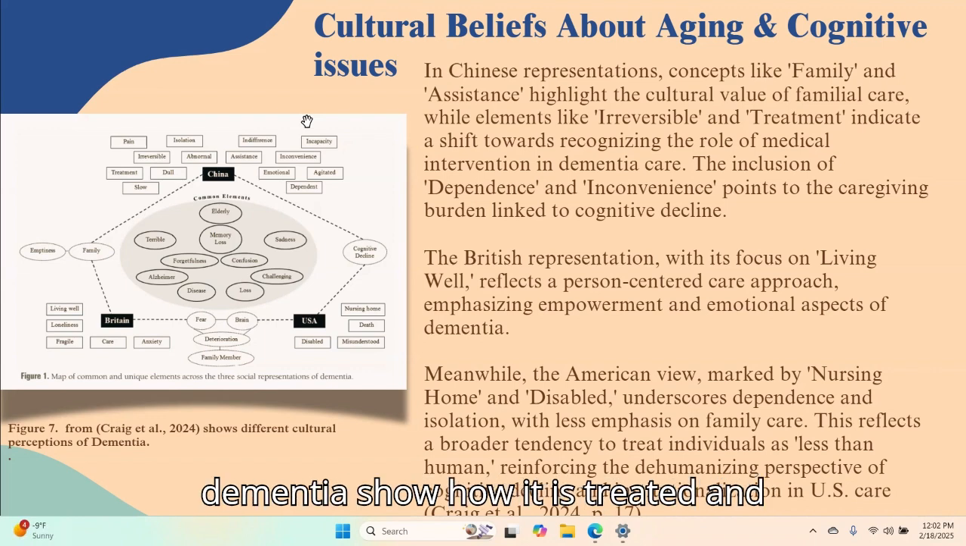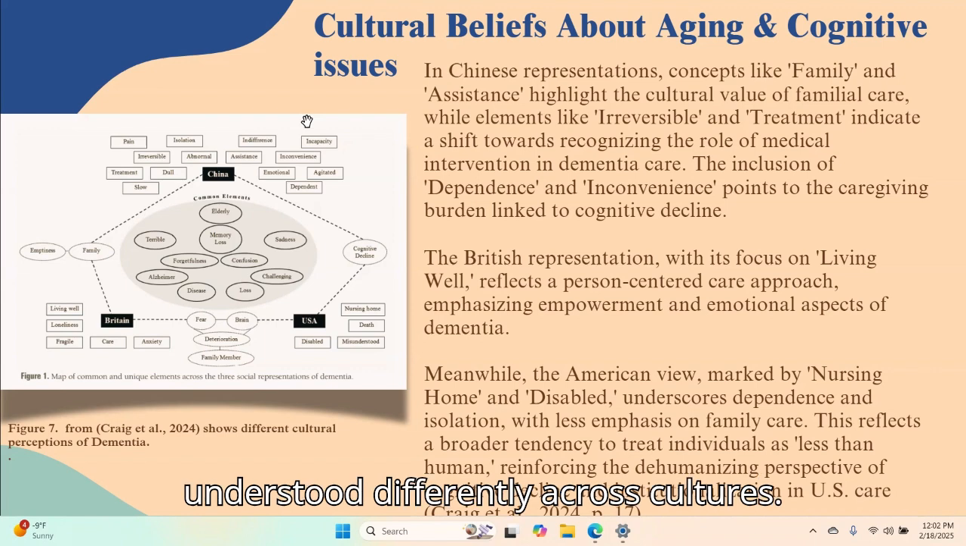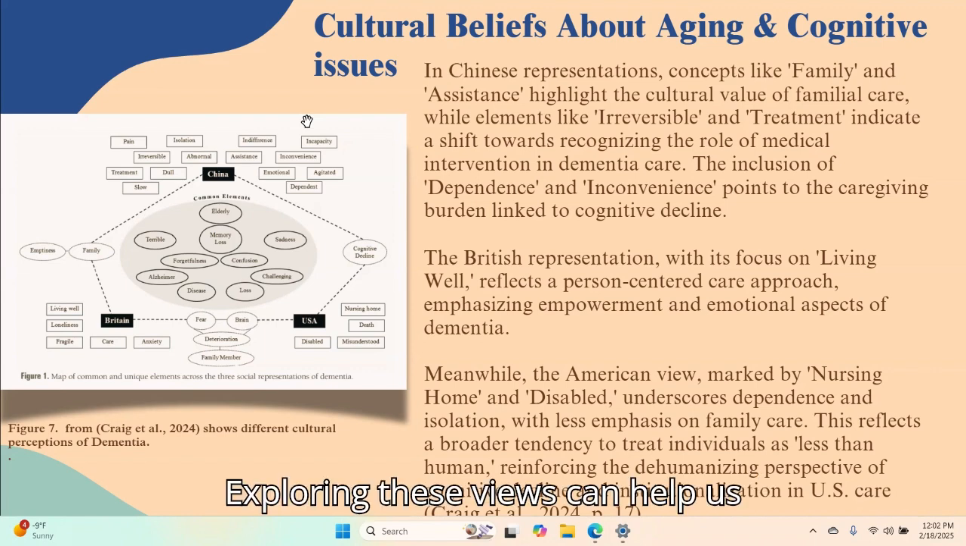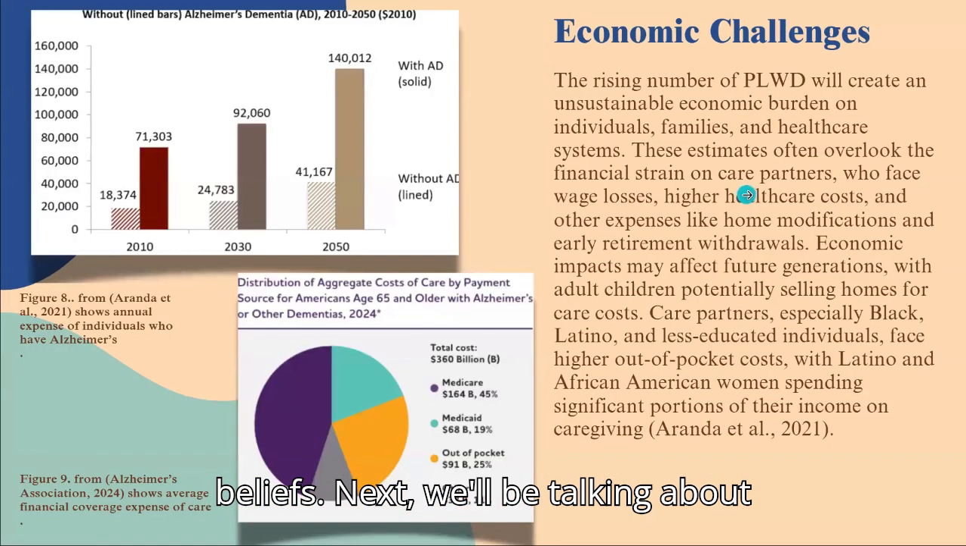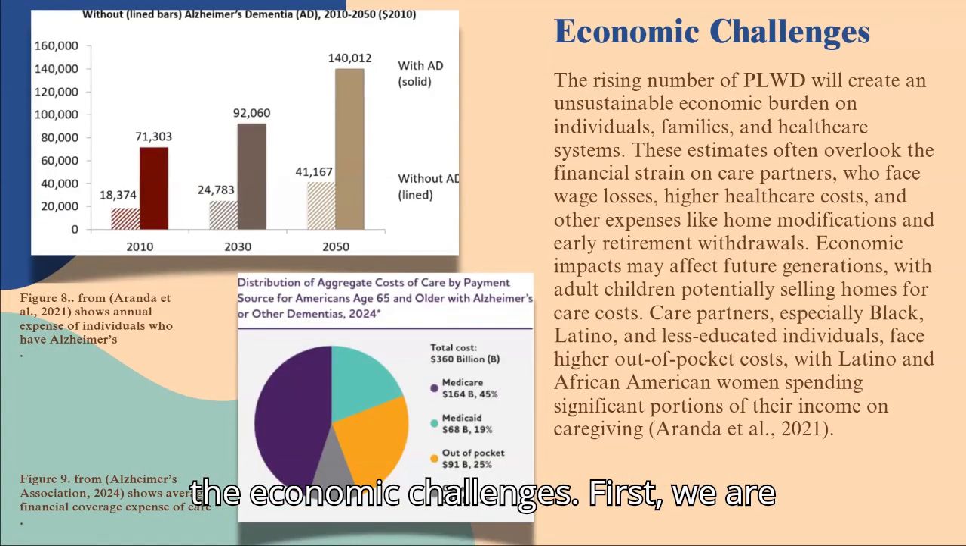Now, cultural perspectives on dementia show how it is treated and understood differently across cultures. Exploring these views can help us understand how caregiving practices reflect each culture's values and beliefs. Next, we'll be talking about education and inequality, focusing on the economic challenges first.